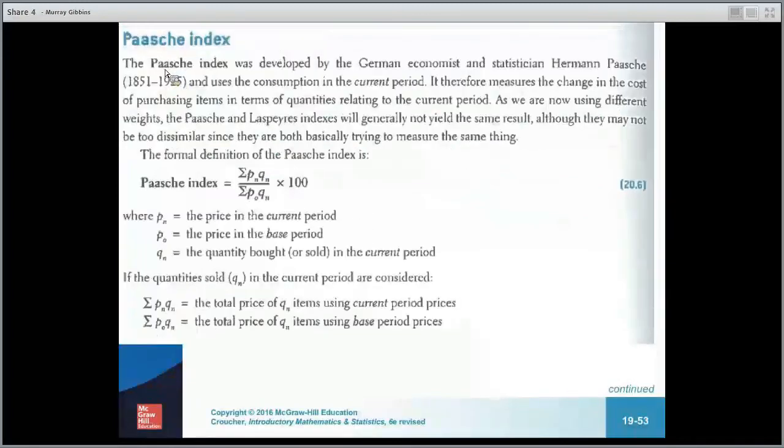And not to be outdone, along comes another German economist who again is sounding French, Paasche. I'm not sure if that's how you'd say it. You could Google it if you wanted to. I'm going to call him Paasche, but I could well be wrong. Anyway, Hermann, that's a good German name, but it just doesn't seem German. He came along a tiny bit later and says, nah, I tell you what we'll do, we'll use quantities in the new period, not quantities in the old. Everything else is the same as Laspeyres, but he's just doing a weight in the new period.